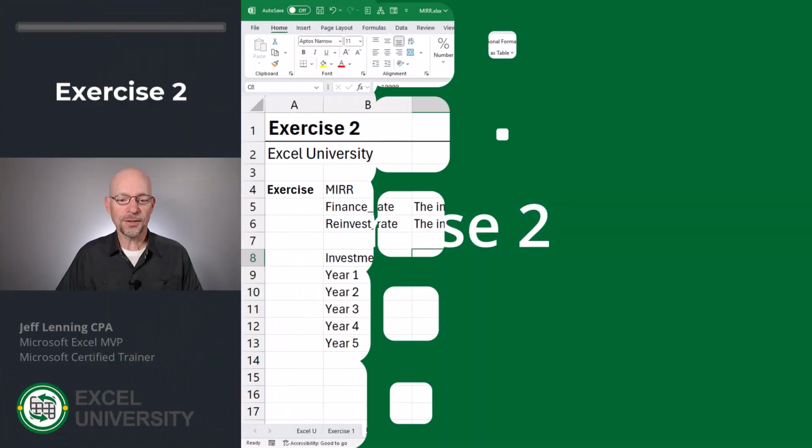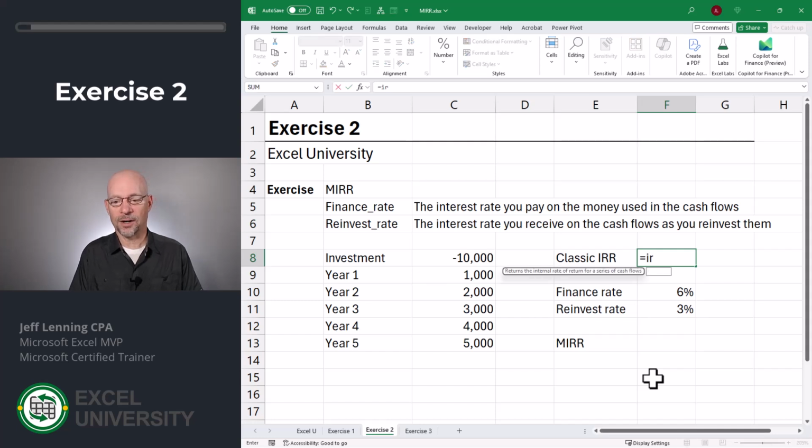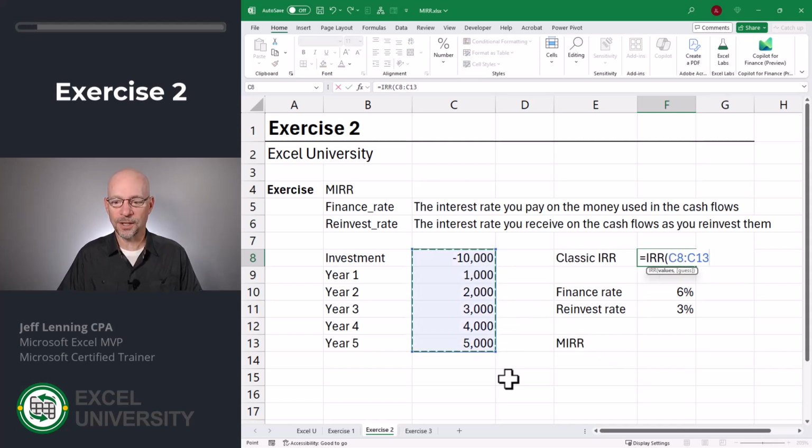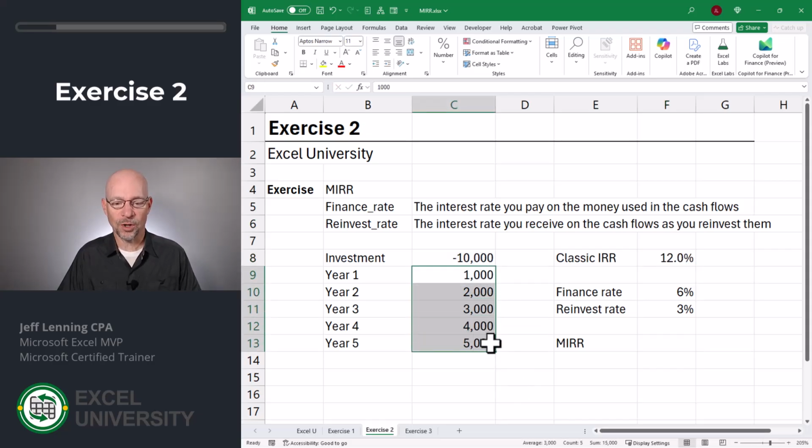So this is our initial investment amount. This is the series of cash flows. Let's try the standard IRR function. The values are here in C8 to C13. Close function and enter. We get 12%. This assumes all these positive cash flows are reinvested back into this investment. But what if that's not true?